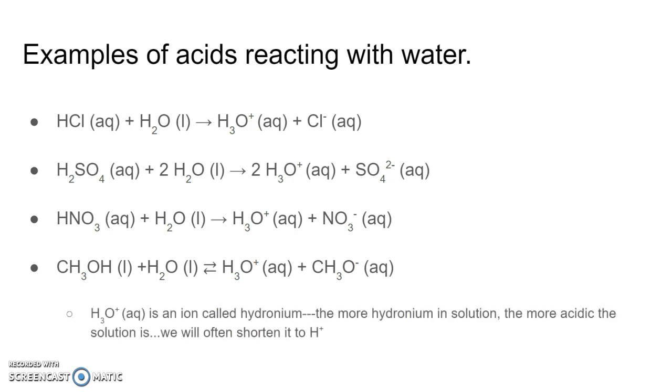All right, so of course you probably noticed this right away, that funny H3O+ thing. It's an ion called hydronium, and the more hydronium in solution, the more acidic that solution is. For a few different reasons, chemists and biologists often just shorten it to H+. That's what we end up doing a lot of the time. It's usually easier, if you have an acid reacting with water, to write out the hydronium, but in most other cases, you don't actually end up writing it out. So just something interesting to note.